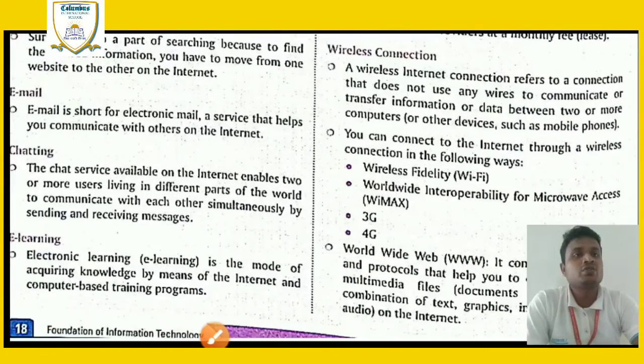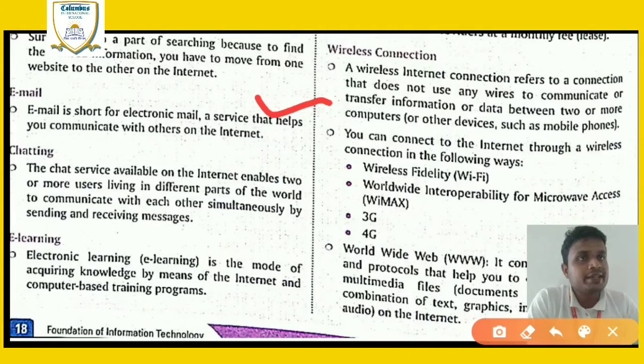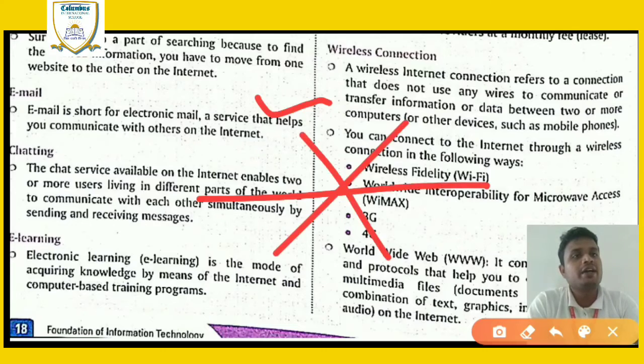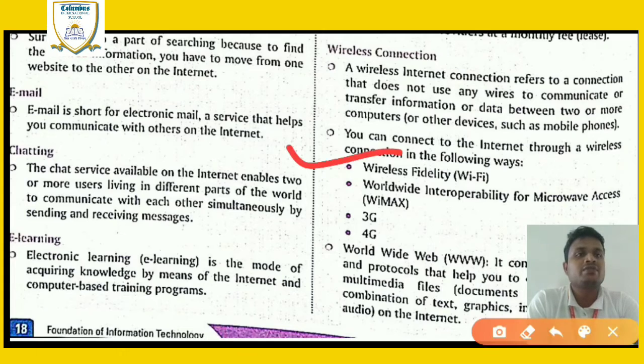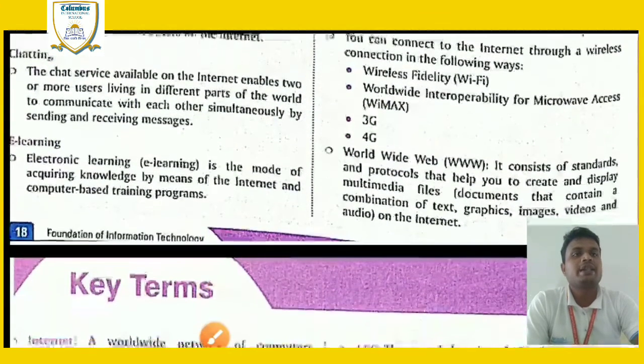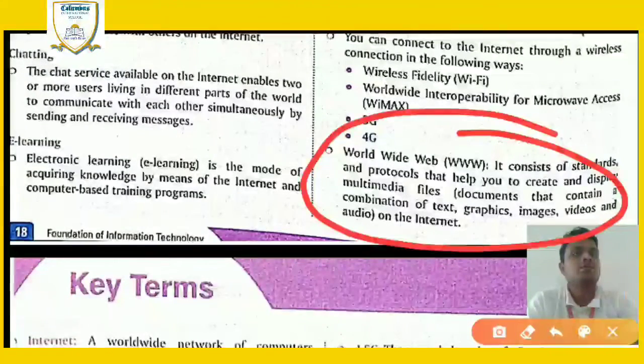Wireless connection, you very well know. A wireless connection refers to a connection that does not use any wire. You just use wireless fidelity to connect your device or computer to one another. You can connect to the internet through a wireless connection. You just see here, first Wi-Fi, worldwide WiMAX, then 3G, 4G. These are the connections that provide wireless access. And the last one is www, World Wide Web.